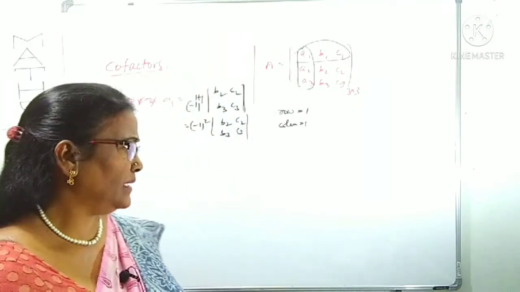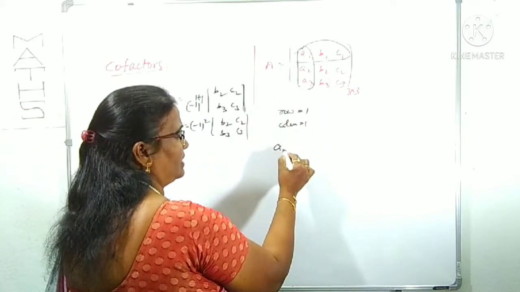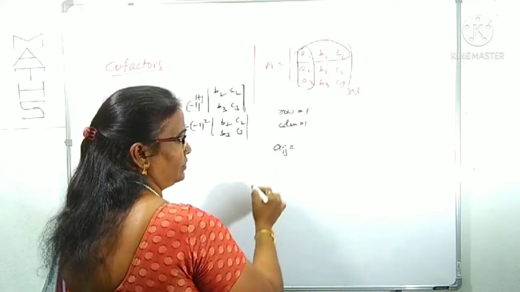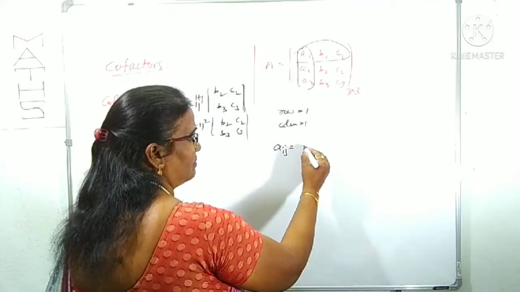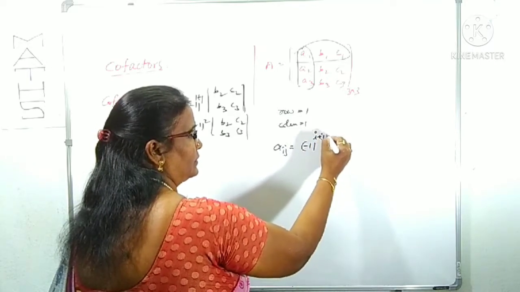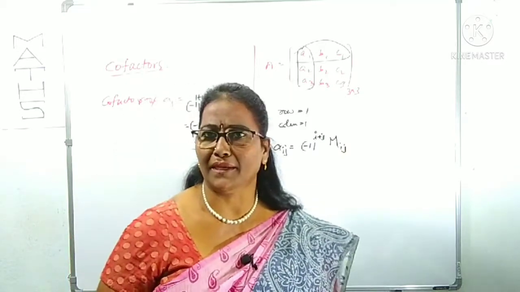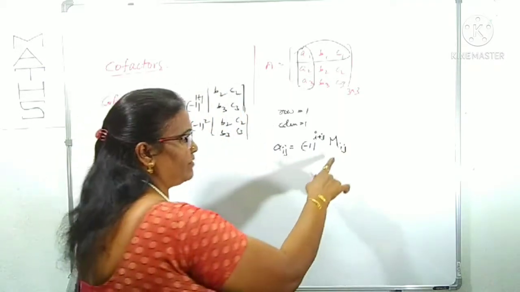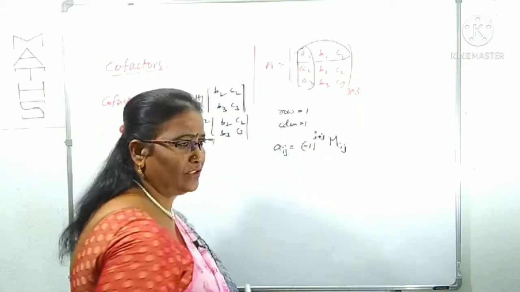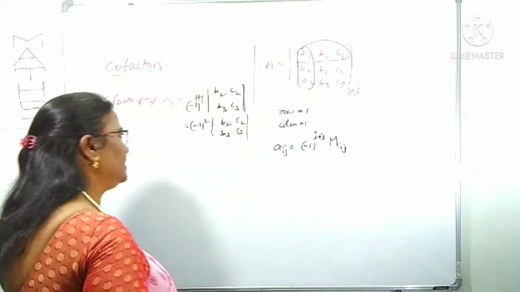Simply put, suppose the Aij element is in the ith row and jth column and we want its cofactor. Then it is minus 1 to the power i plus j into Mij. What is the meaning of Mij? That is the minor of the Aij element. If the minor of the Aij element is multiplied by minus 1 to the power i plus j, we can find the cofactor of the Aij element. Is it clear now? Generally, we can think like this.